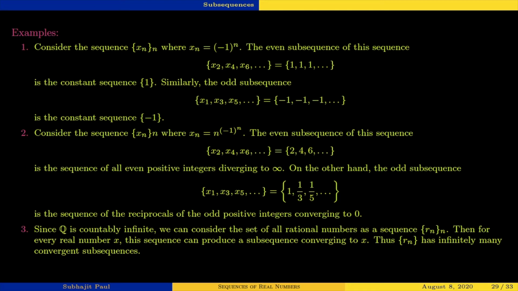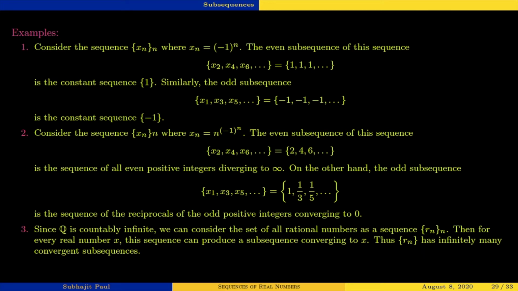So for a given real number, anything arbitrary, there exists a sequence of rational numbers which converges to it. That sequence of rational numbers is basically a subsequence of the sequence of all rational numbers. Therefore, Rn has infinitely many convergent subsequences.